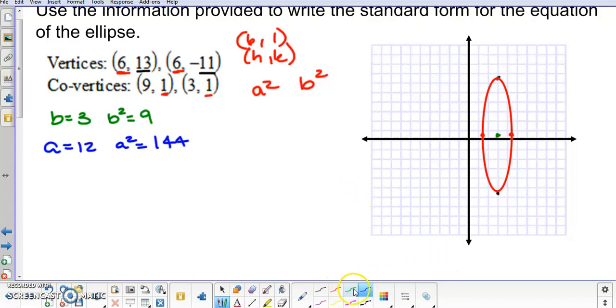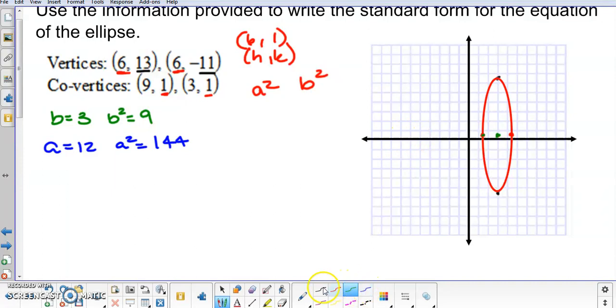I can also do this by going from vertex to vertex, if I didn't know what my center was, or co-vertex to co-vertex. I could go 2, 4, 6. So from co-vertex to co-vertex, it's 6. So that's 2b, and half of that would be 3. Likewise here, I could count from one vertex to the other, 2, 4, 6, 8, 10, 12, 14, 16, 18, 20, 22, 24. So that would be 2a, and half of that would be 12. It just depends upon what makes sense to you if you're drawing it.